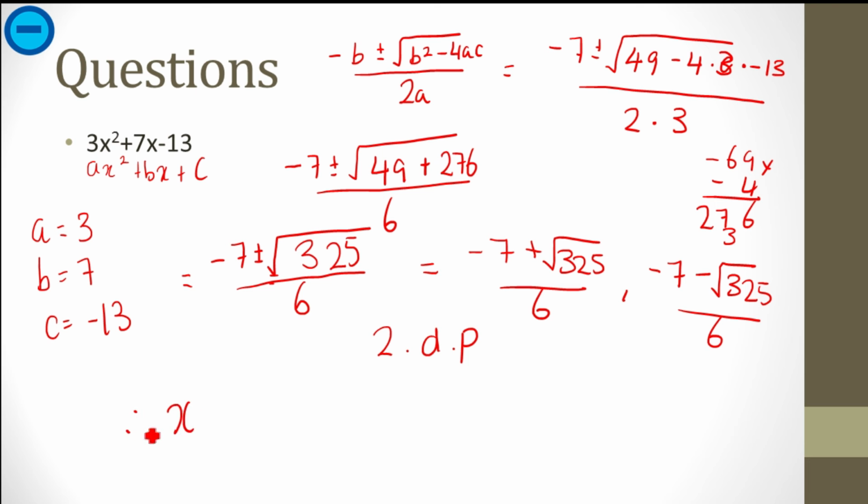So therefore, remember these 3 signs. It means x equals, let's do this in the calculator, -7 plus the square root of 325, which equals 18.02. Let's write that down. This also applies if it says 3 decimal places or 4, whatever.